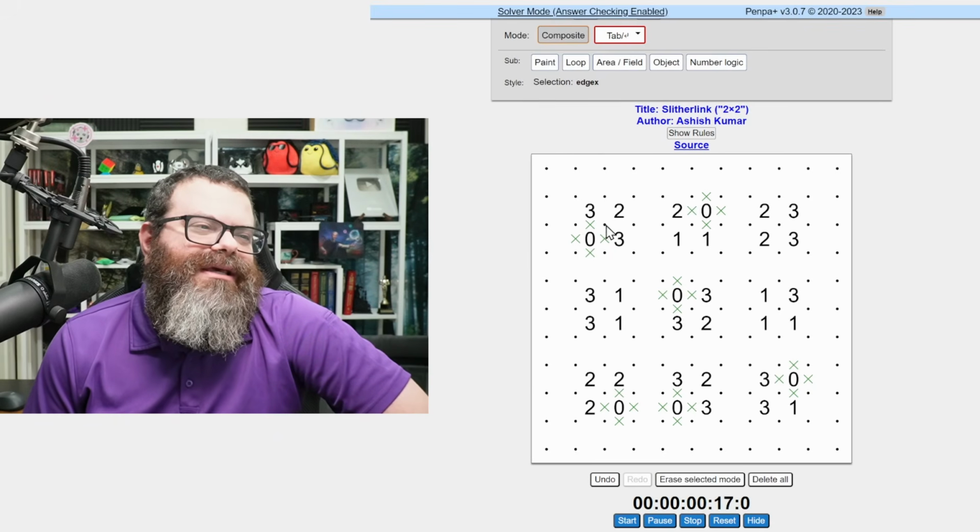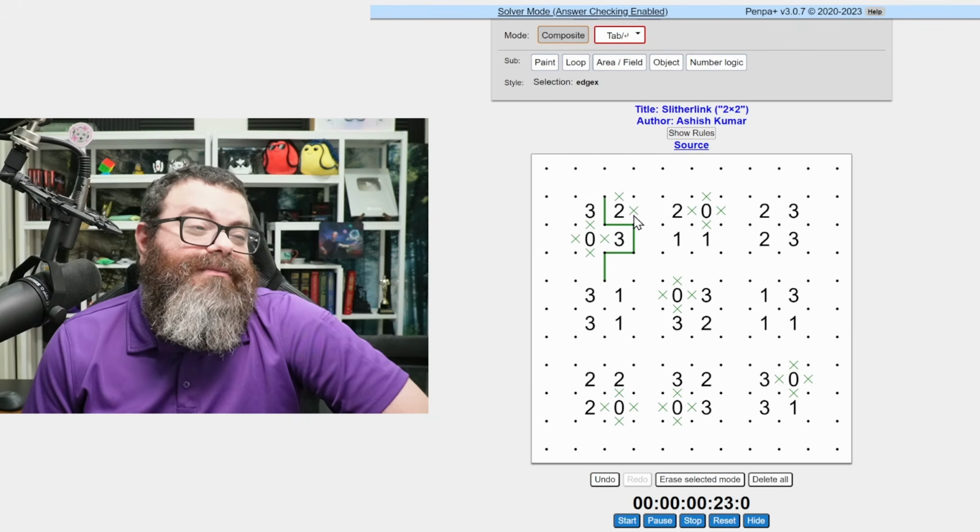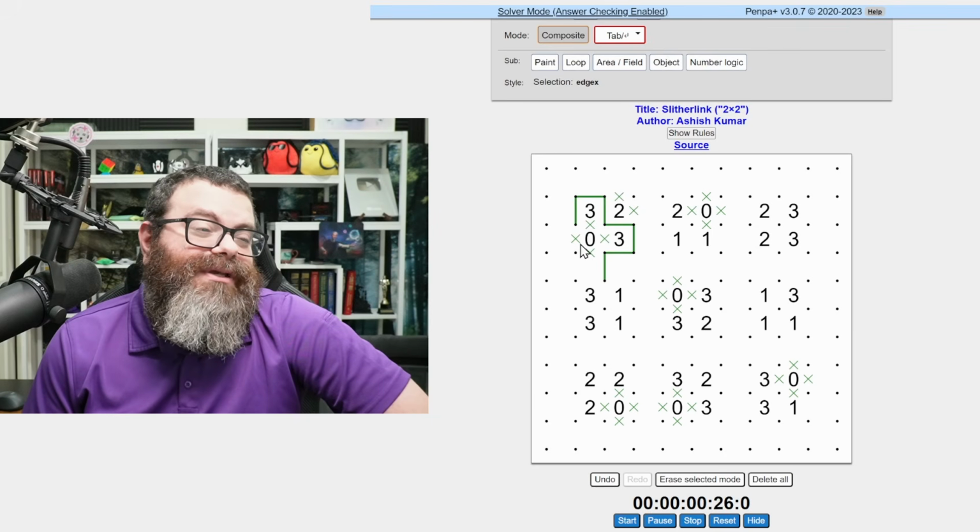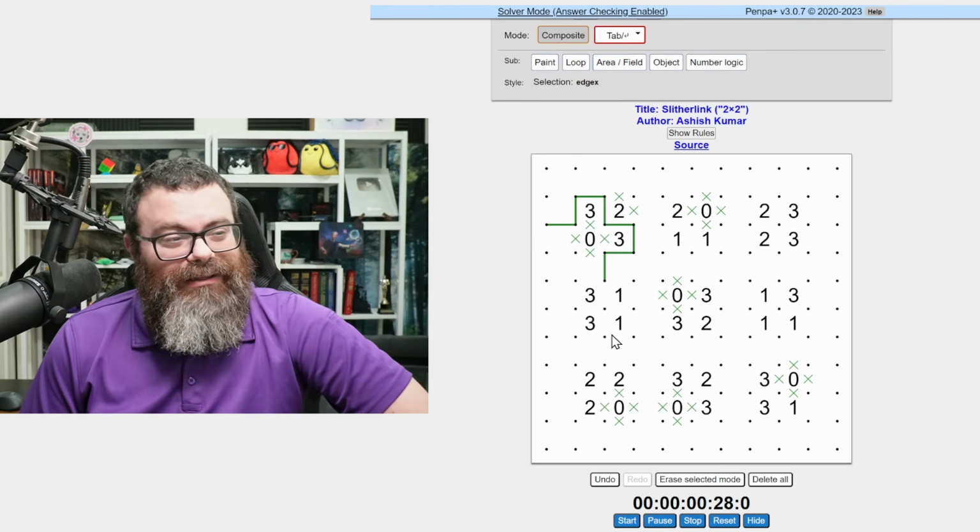Now the 3 can't take this one, so it has to take these 3. And now this can't continue into the 0. So this goes up and this goes down. The 2 is done. Now this 3 needs to take these 3, and then it's got to continue there.